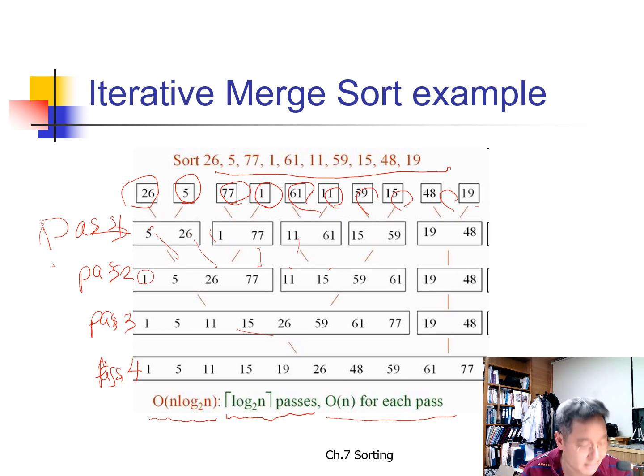Okay, so that means that this iterative merge sort algorithm is the best sorting algorithm until now. So this is a very efficient merge sort method.